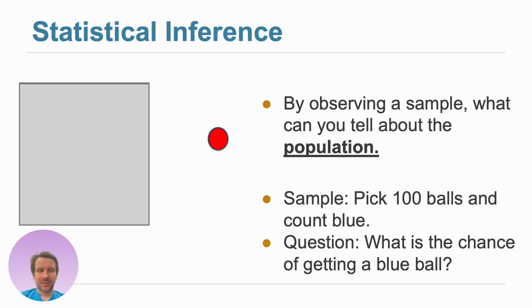With a sample, you pick 100 balls out of the box. You look how many of them are blue, and then from that you can try to decide what's the proportion of blue balls in the whole population.